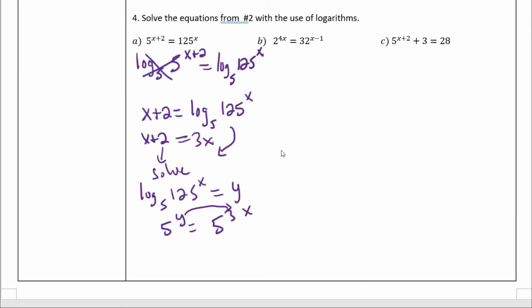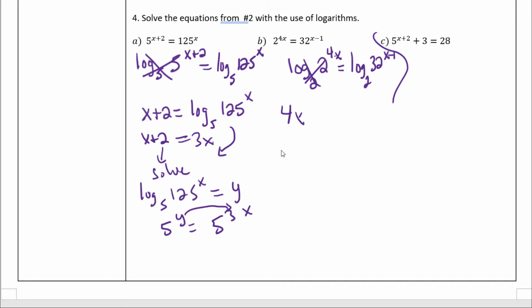So yeah, you can always use logs for that, but you don't have to. All right, for these types. Again, so we'll do this one. So log base 2 of 2 to the 4x. The only way to get rid of that 2 is to do a log base 2 equals log base 2 of 32 to the x minus 1 power.